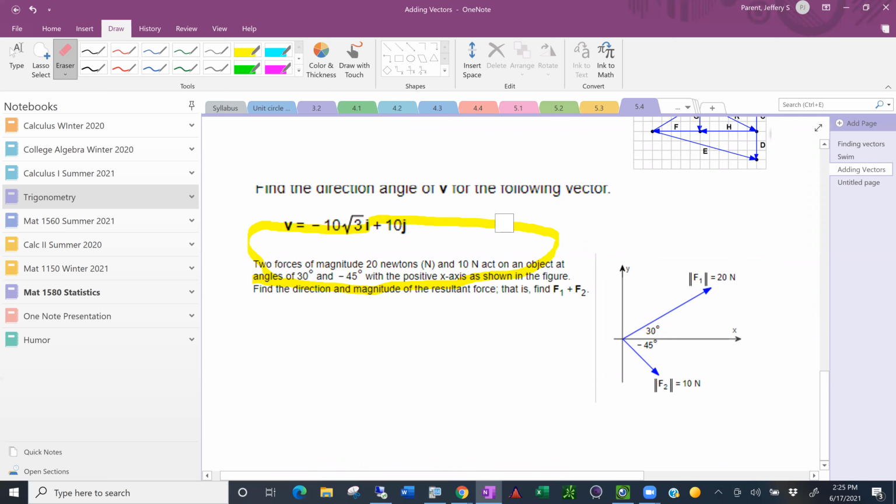Okay, last but not least, this one right here. You've got a force of 20 newtons acting at a 30-degree angle and another force of 10 newtons acting at a 45-degree angle. We want to add those two together and see where it goes. So let's do that. Force 1 is 20 newtons. Force 2 is 10 newtons. 30 degrees and negative 45 degrees.